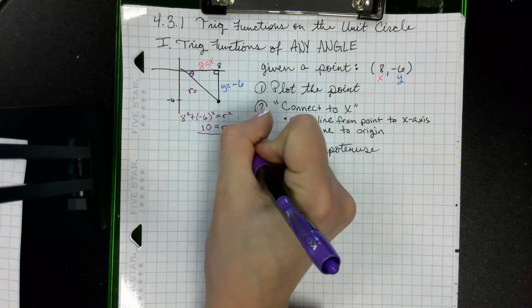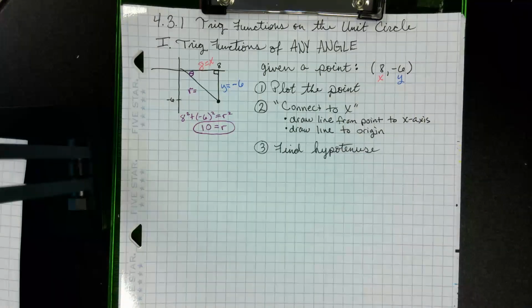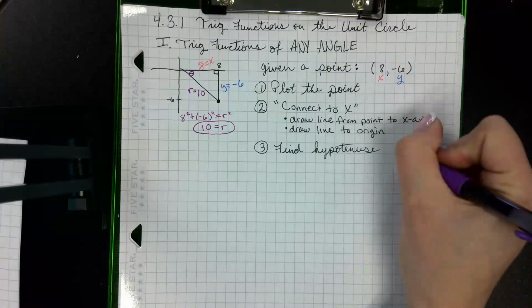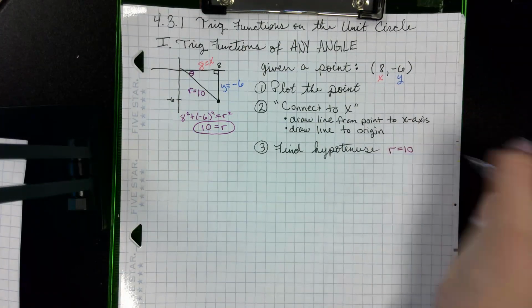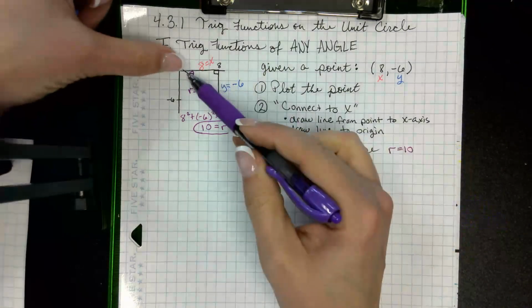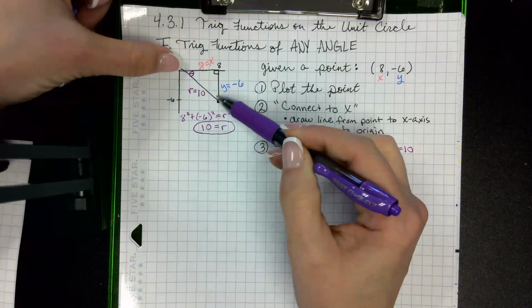I'm sparing you the calculating, because we all know how to do the Pythagorean theorem at this point. If not, then you have some serious problems ahead of you. All right, so r is 10. We found that r equals 10. It is the radius of this circle. Like, what circle? There's no circle on there. Well, the radius is from the origin. This piece is the radius.